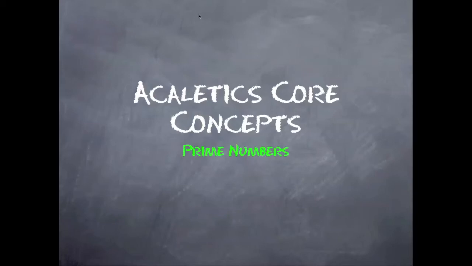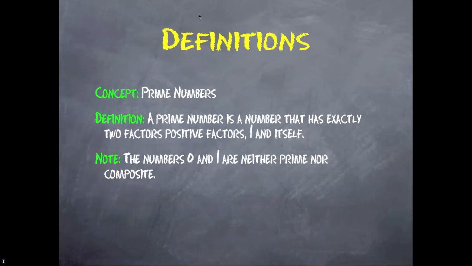This video covers the Acolytics core concept of prime numbers. So, let's go over some definitions. What exactly is a prime number? Well, a prime number is a number that has exactly two positive factors, one and itself.